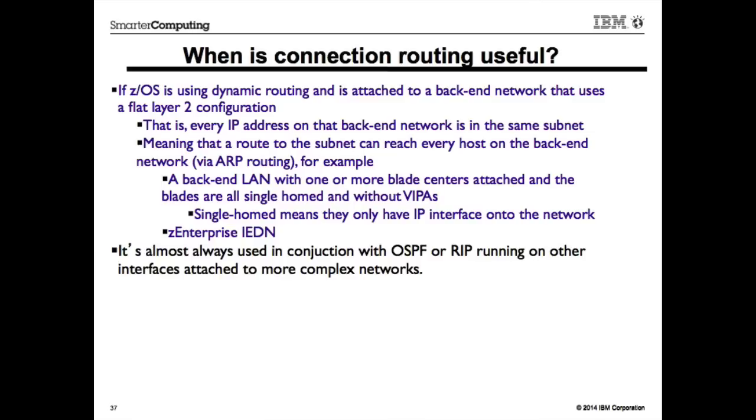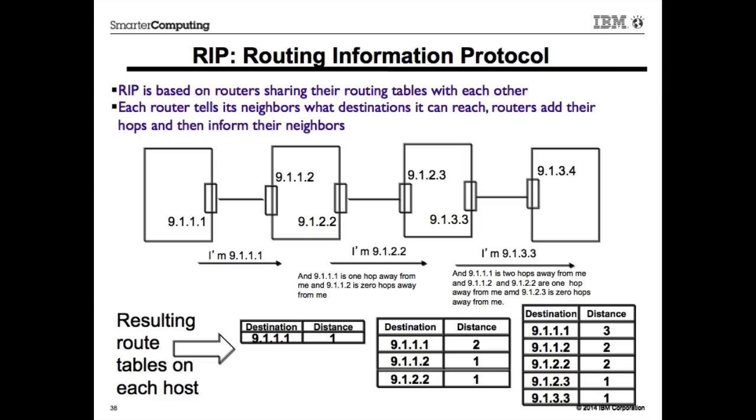Examples of places where connection routing might make sense is a back-end LAN with one or more blade centers, assuming the blades in the blade center are all single home, don't have VIPAs, or if they do, they're all in the same subnet. The Z Enterprise IEDN is an example of a place where connection routing might be useful. So connection routing is almost never used all by itself. It's usually used in conjunction with RIP or OSPF on other interfaces attached to more complex networks to reach back-end flat networks. All right, slide 38.